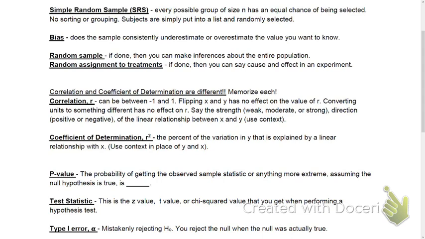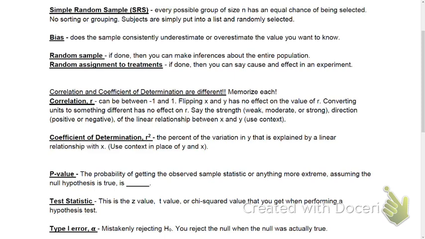If the calculator gives you r, just square it and you have r squared. If they give you a data output, it'll probably say r squared. So if you need r, if they ask you to interpret r, the correlation, you need to square root it, double check the sign of the slope. If the slope is negative, r is also negative. And you need to make sure you say the strength and the direction of the linear relationship between x and y.